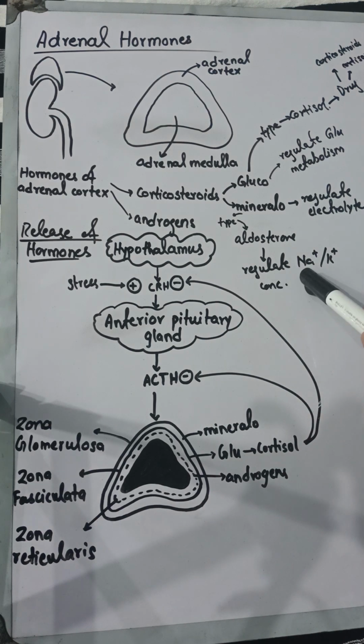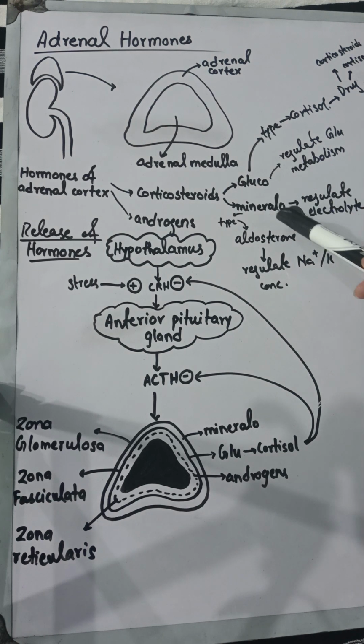It regulates the sodium and potassium concentration in your body. You know that the concentration of sodium and potassium is very important, because a lot of proton pumps are present in your body which are regulated by these two ions, sodium and potassium. If their concentration is not balanced, it will severely affect these pumps. And if your pumps do not work properly, then various organs will be affected, and your body cannot work normally.